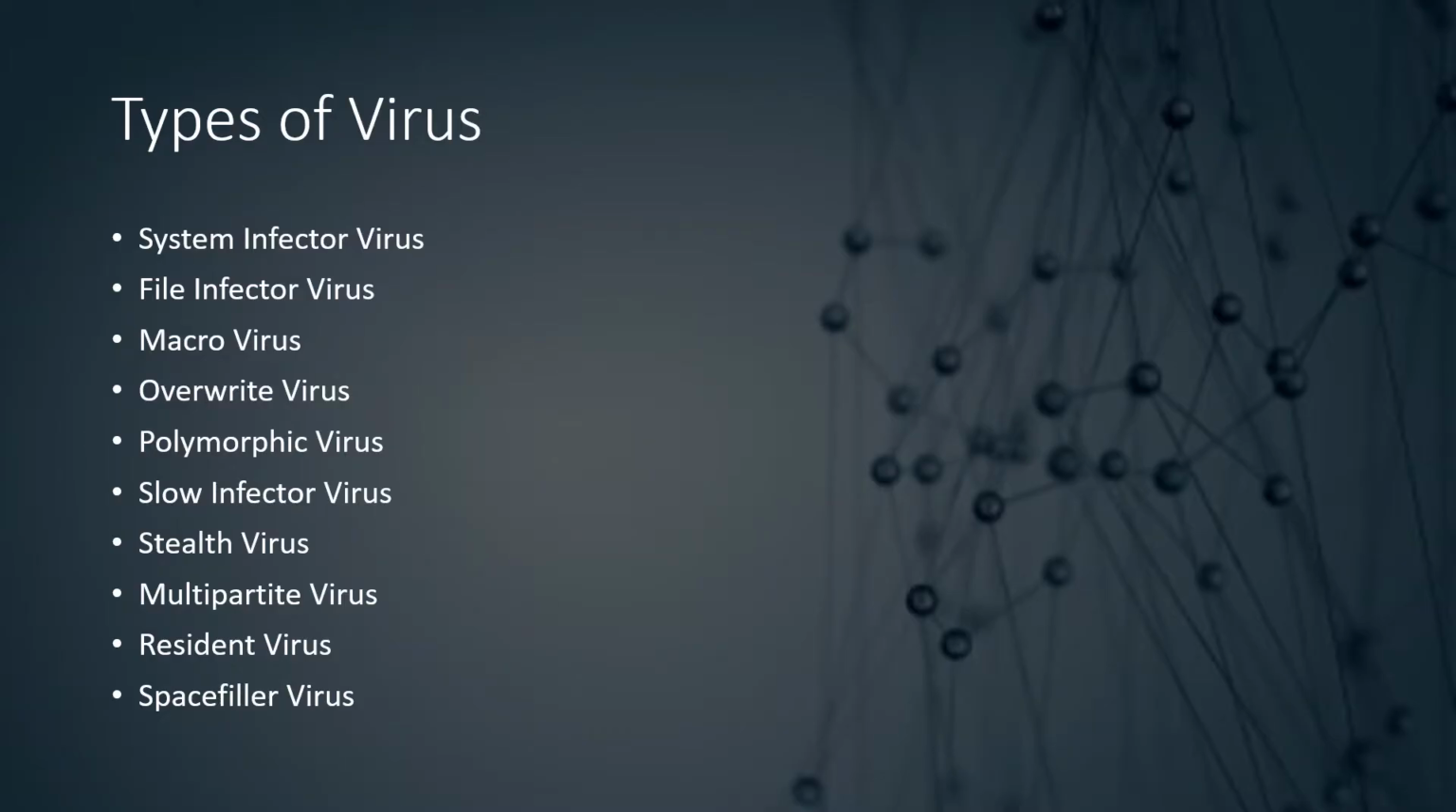Let's discuss some of the common types of virus in this slide. The system or boot record infectors are known for infecting the executable code that can be found in a specific system area on a disk. As the name implies, they attach to USB thumb drives and are transmitted to the computer.